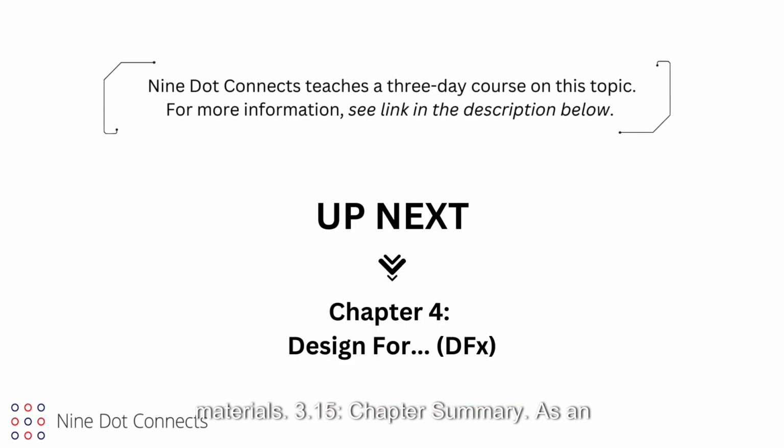3.15. Chapter Summary. As an overview of PCB assembly, we discussed general process flow. However, we must caution that the sequence as presented is far more involved than we described. From incoming inspection to packaging for shipment, the individual tasks may be repeated numerous times, not necessarily in a linear order.